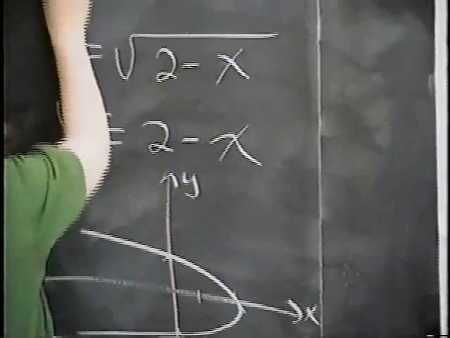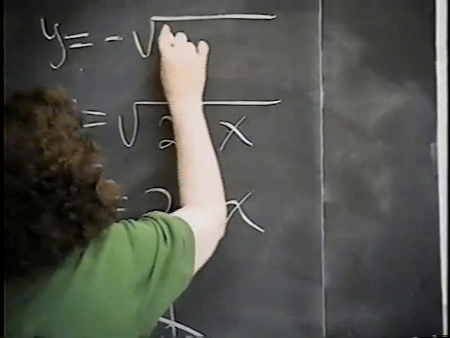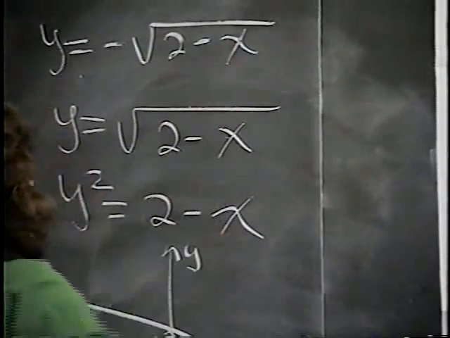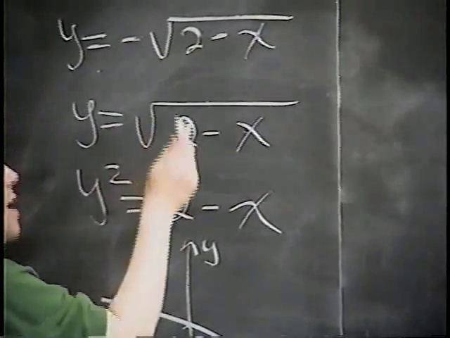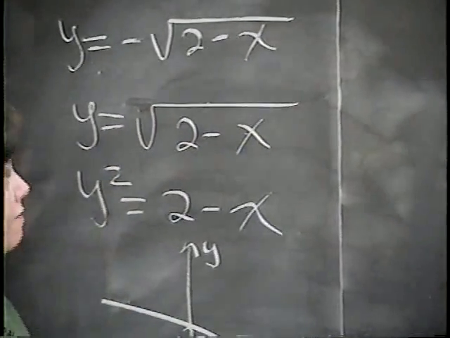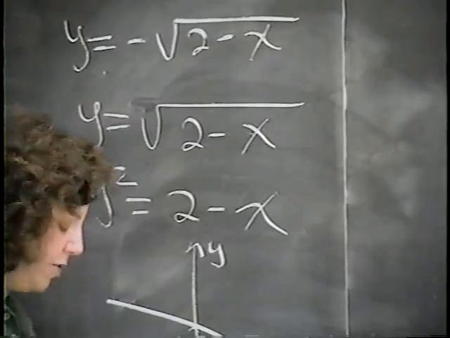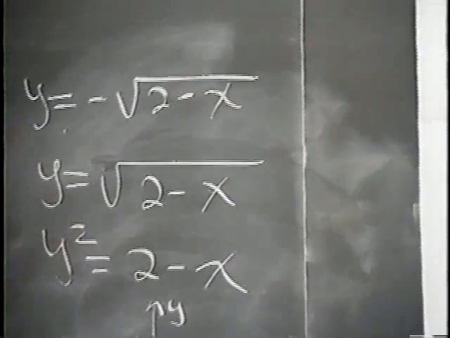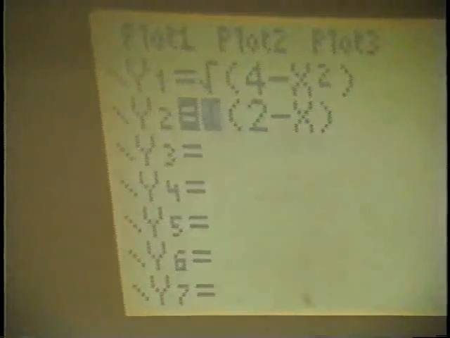What if we wanted y is the negative square root of 2 minus x? In other words, if you don't see anything in front of the square root, positive square root is assumed. If you want the negative square root, you're going to have to actually put it in. So let's see if we can do that. Let's go back to y equals. And I'd like to put in a negative sign here.